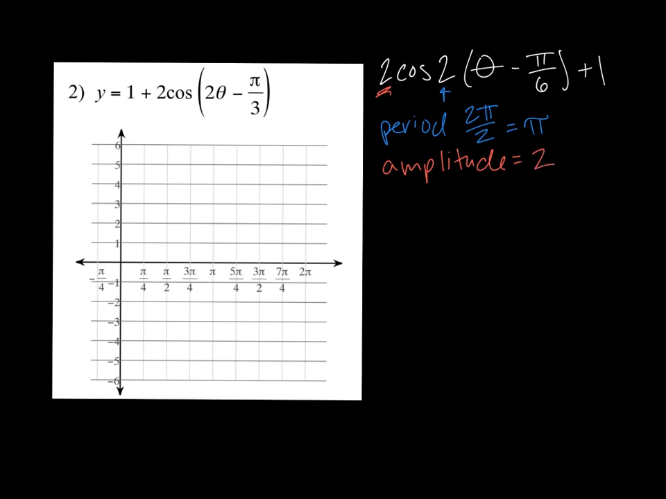The next thing I am going to look at is any phase shifts or vertical shifts. So my phase shift is in here. It's a minus pi over 6. That means I am going to be going right pi over 6, which is the same as 30 degrees.